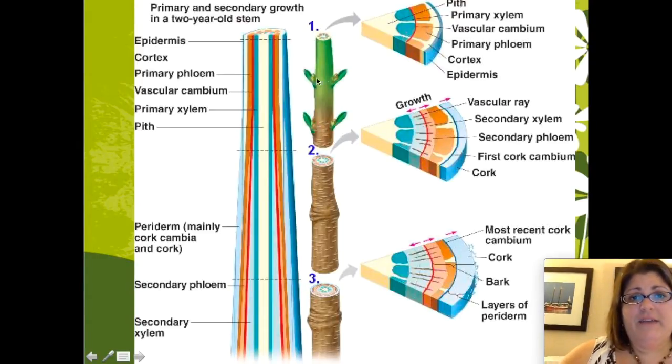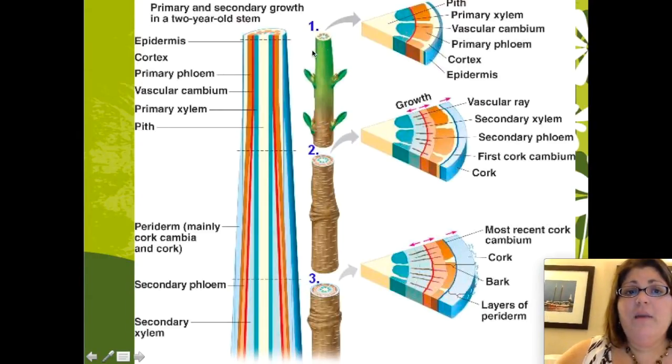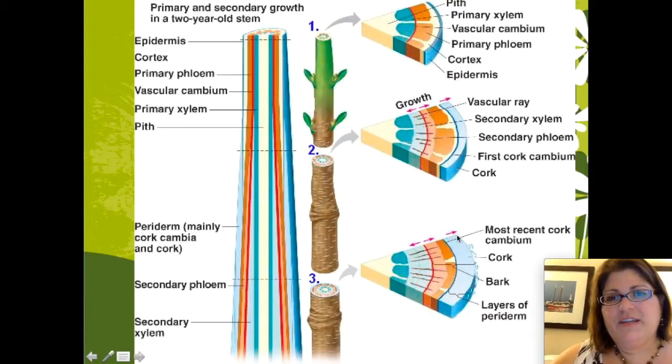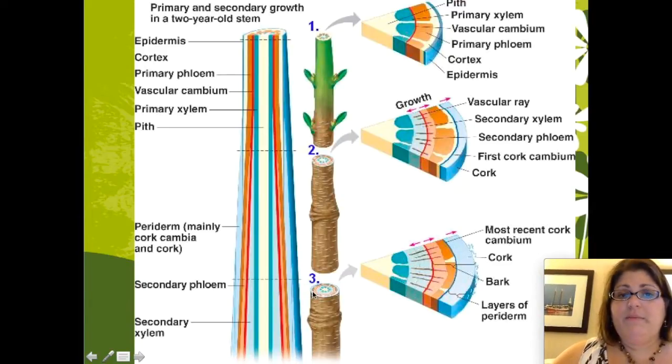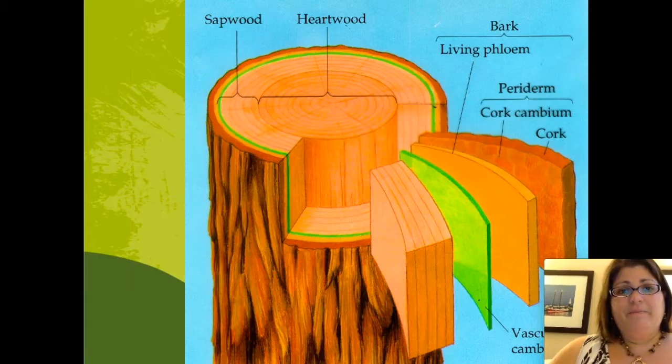As the plant develops, it starts off herbaceous, but over time, as new layers of growth grow from the vascular cambium, and to a certain extent the cork cambium, but mostly the vascular cambium, it grows outward, creating a lot of xylem, and as it creates more and more xylem, it makes it thicker and thicker and thicker. The old xylem tends to die.